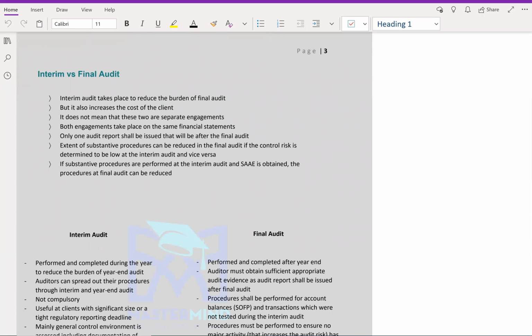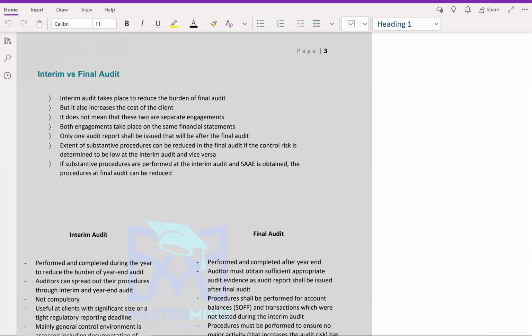Now, interim versus final audit. What is an interim audit and final audit? Obviously, this is something that we have already studied in the past. Interim audit takes place to reduce the burden of final audit. This happens with large organizations that have a lot of data, a lot of transactions going on during the year, right? But it also increases the cost for the client. Obviously, we will not do it for free. Fine with auditors, but we won't do it for free.